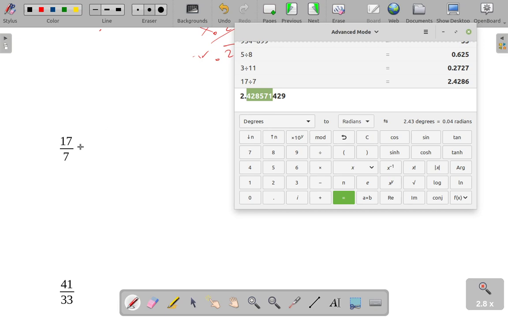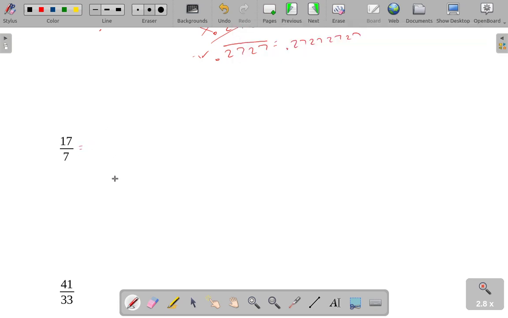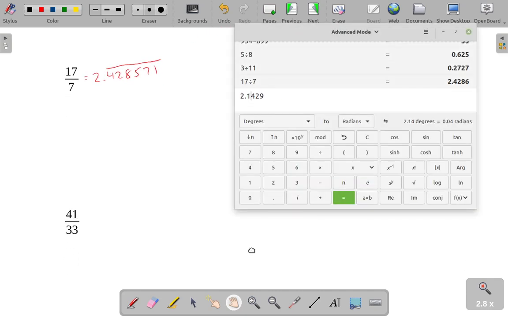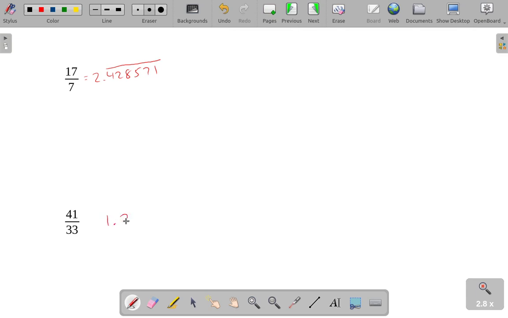Yeah, whatever, I'm not going to get into that. In any case, what was this? 2.428571 repeating. And that entire sequence repeats, so I'll do the bar over all of it. And then we'll do 41 divided by 33, which gives us 1.24242424. It's the 24 that's repeating.